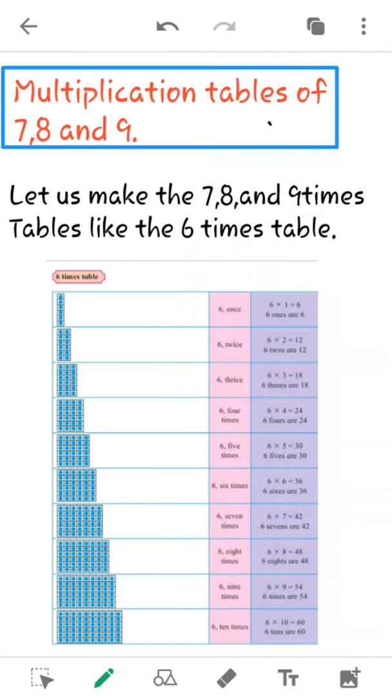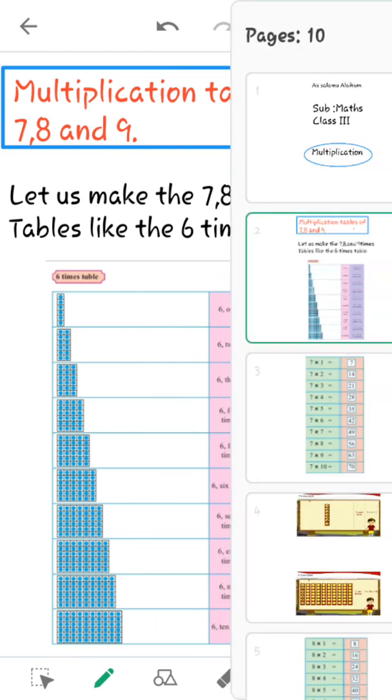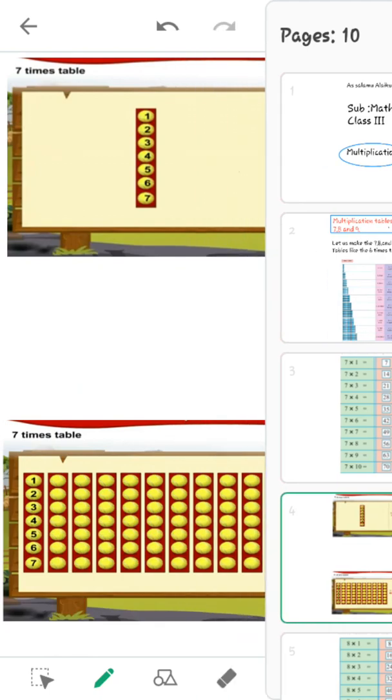Okay, so first you have to draw 3 columns and 10 rows. And in the first column you have to draw one row, and in that row you have to draw 7 beats. So 7 ones, 7 multiplied by 1 is equal to 7. Okay, like this.